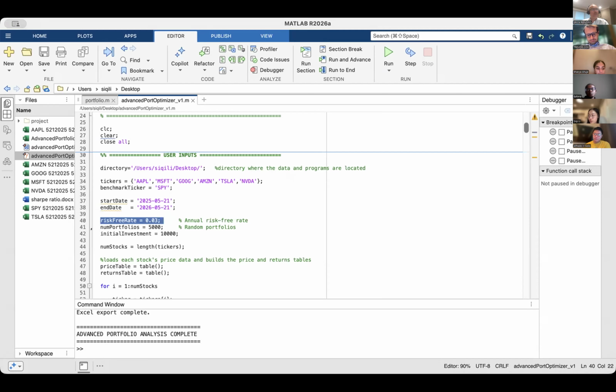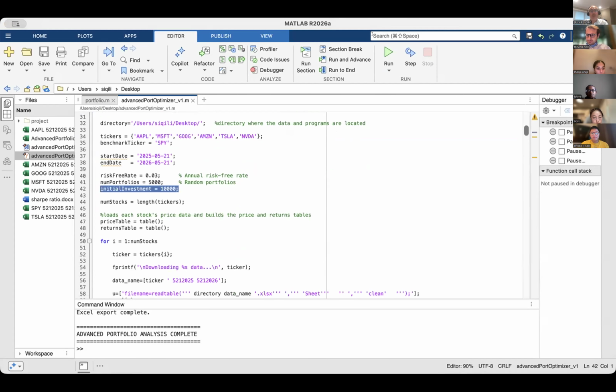And then we can also change the number of portfolios. So here we have picked, for example, in this model, 5,000, but we can obviously change it to more or less. More portfolios will give you a better search of possible weights, but it will take more time to run the code. We can also change the initial investment. It will change the dollar value in the Monte Carlo and portfolio growth plots, as we just saw.